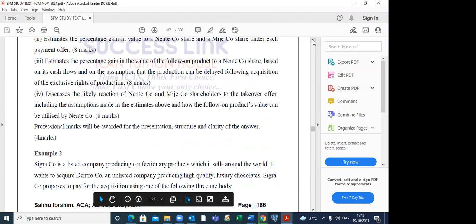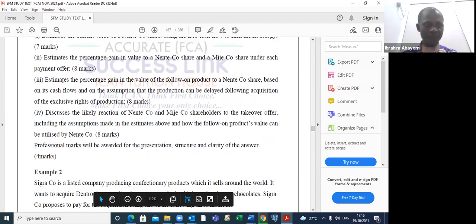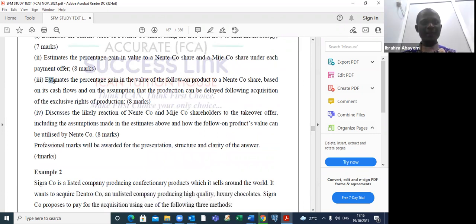Okay. So we stopped at the formula for present value of exercise price. So requirement 3, we are asked to estimate the percentage gain in the value of the follow-on product to a net cost share based on its cash flows and on the assumption that the production can be delayed following acquisition of the exclusive right of production.